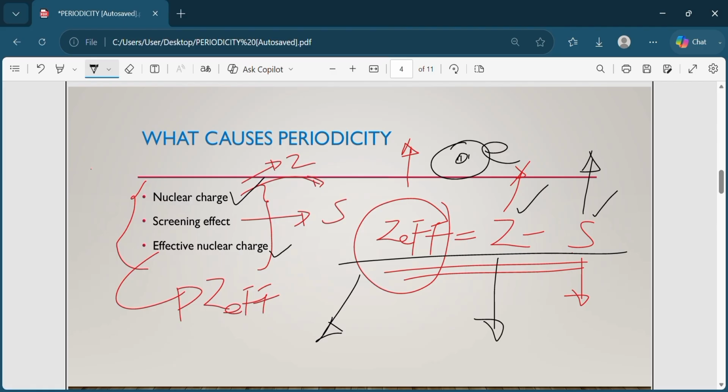That energy has to be surpassed. So the energy that is attracting the electron towards the nucleus has to be surpassed in order for this electron to be lost by the atom. All of that is contributed to by the screening effect, because the screening effect is preventing the magnitude of attraction from being sufficient for the electron to continuously be attracted towards the nucleus.